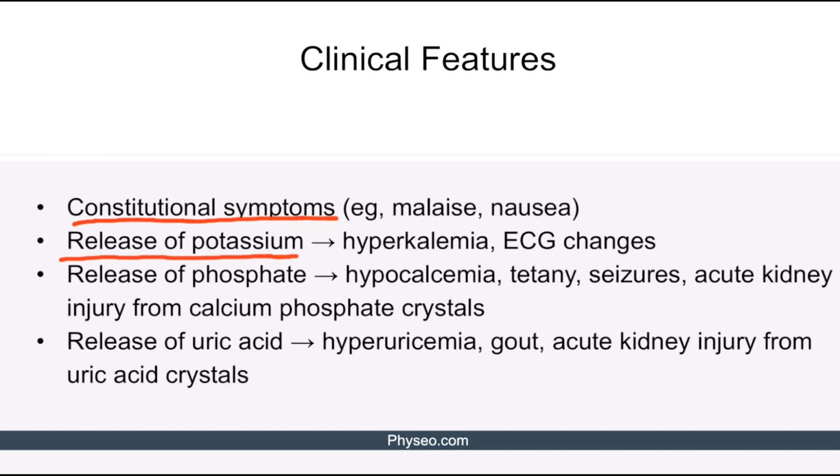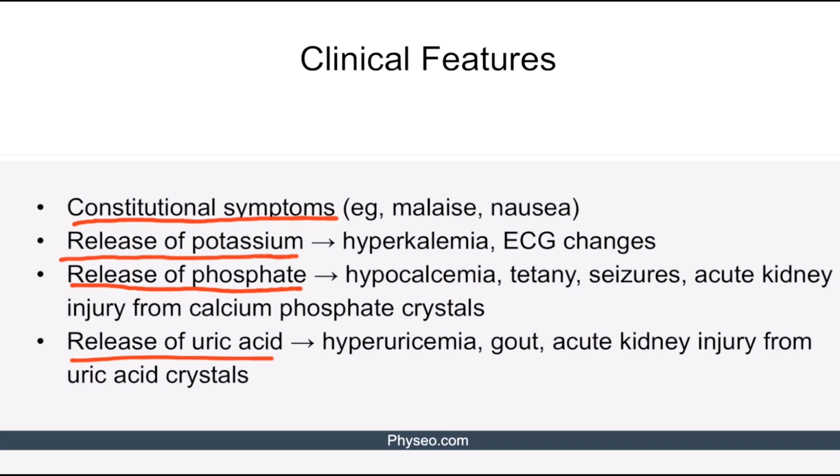On the other hand, a release of large amounts of phosphate can cause sequestration of serum calcium. So all that phosphate binds up the calcium, and then the patient is hypocalcemic. And that low serum calcium will then manifest as tetany and seizures. And if that calcium precipitates with the phosphate, which makes sense that it would, because you're now getting calcium phosphate, then it could cause acute kidney injury from those calcium phosphate crystals.